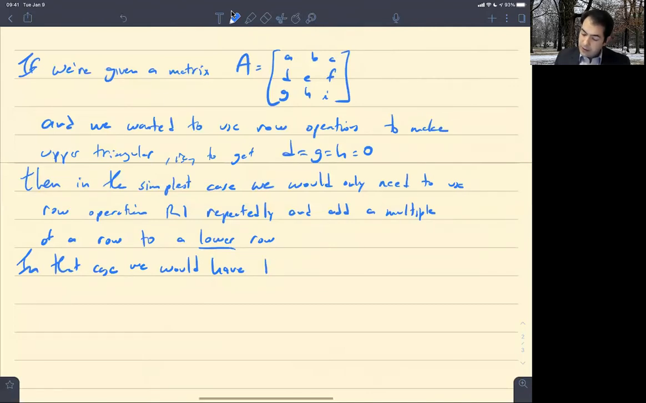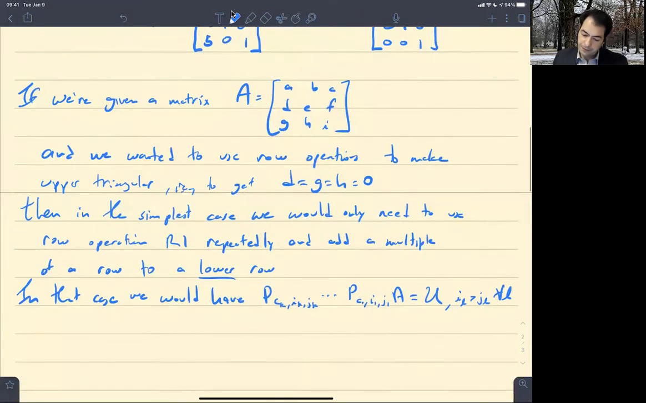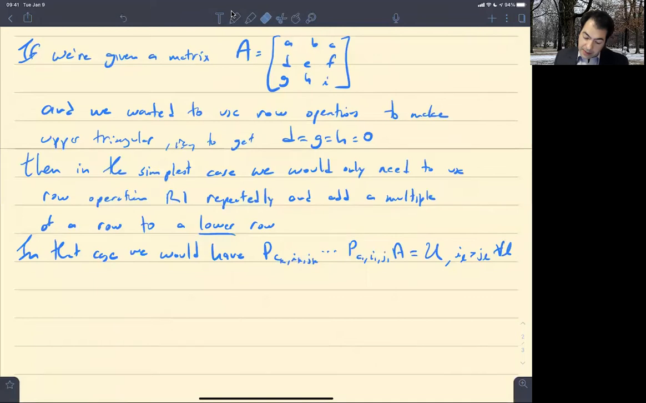we would have P_CK,IK,JK through P_C1,I1,J1 times A equal to U, right? And in each of these, we're doing a row operation where you're adding one row to a lower row, right? So that's of this form. So I would always be greater than j. So I_L greater than J_L for every L. And then we can solve for A.